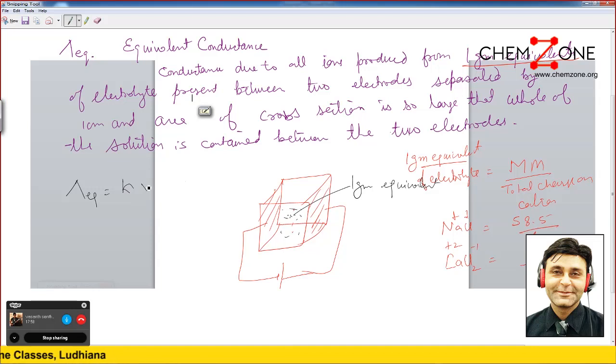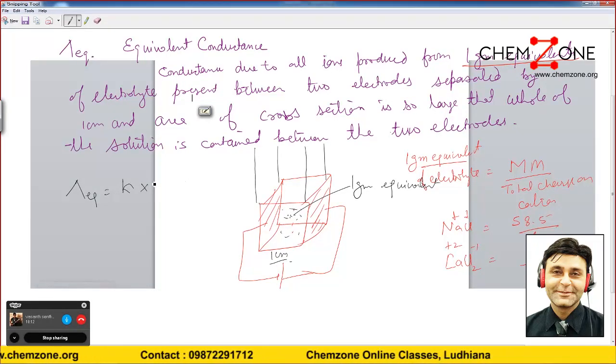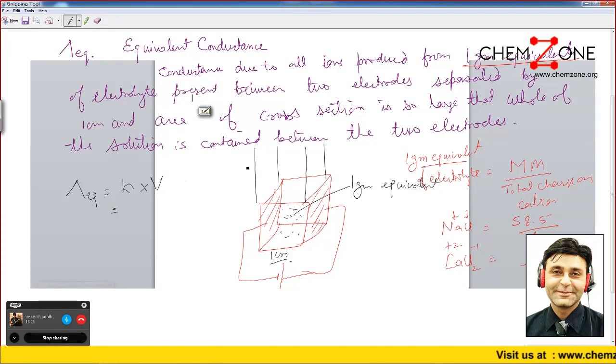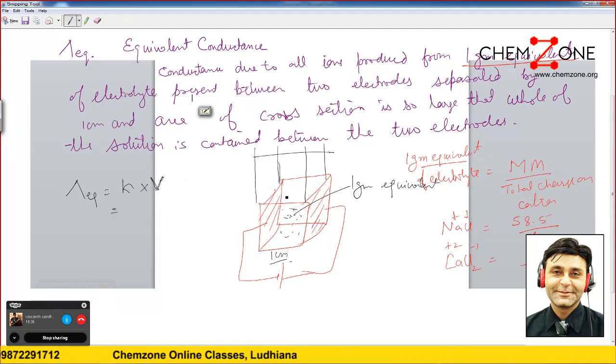But if the whole of the 1 gram equivalent cannot fit into this 1 cubic centimeter, then we can increase the surface area, but the distance should again be kept at 1 centimeter. It means the total volume will increase, so multiply with the volume V. Kappa into volume V. Yes, that's why I'm multiplying with the volume, the total volume including the cross section.